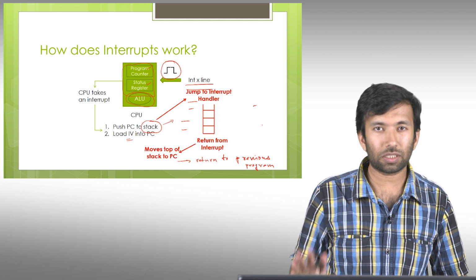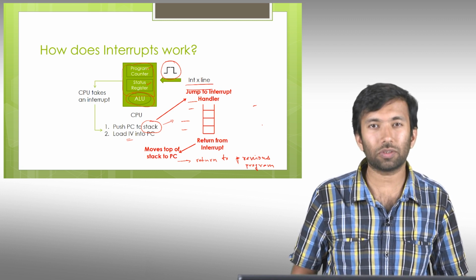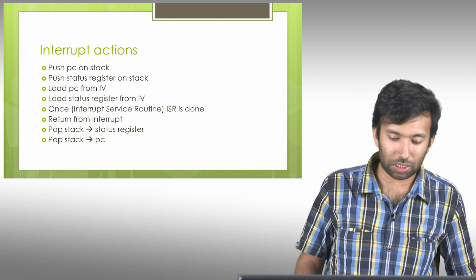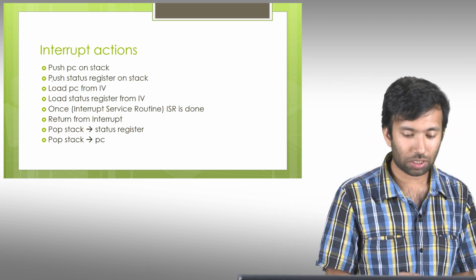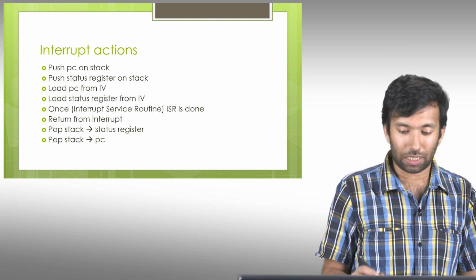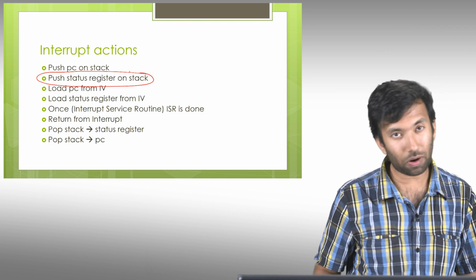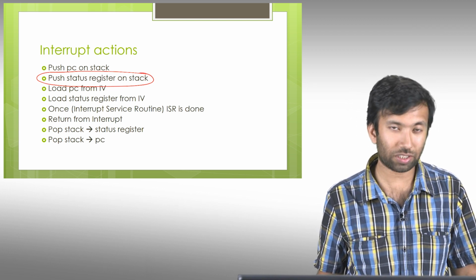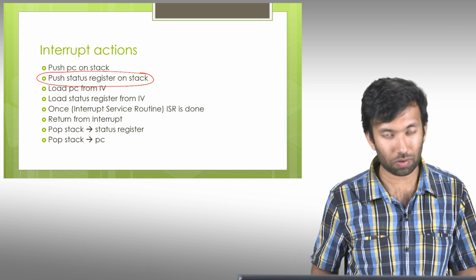Now, this is the mechanism of how a CPU takes an interrupt and how the CPU executes an interrupt service routine. So, these are the steps of executing an interrupt. First, the CPU pushes the program counter onto the stack. Then we skipped this line, we did not discuss this line, but this line is very important. It pushes the status register onto the stack. What is the status register? It will come in subsequent slides, but let us go with the flow.